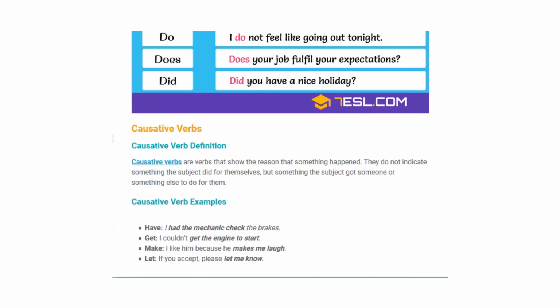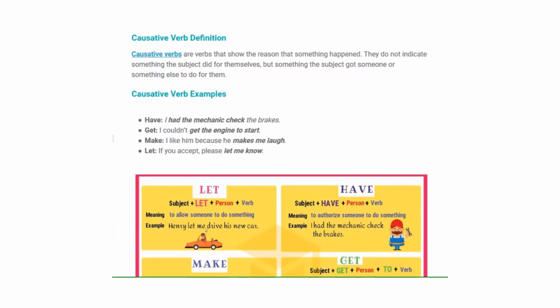So we move on to causative verbs. And they are verbs that show the reason that something happened. They do not indicate something the subject did for themselves, but something the subject got someone or something else to do for them. So we have some examples like have, I had the machine check the brakes. Get, I couldn't get the engine to start. Make, I like him because he makes me laugh. Let, if you accept, please let me know.